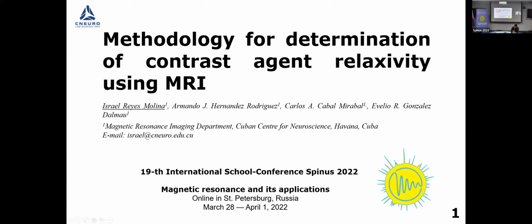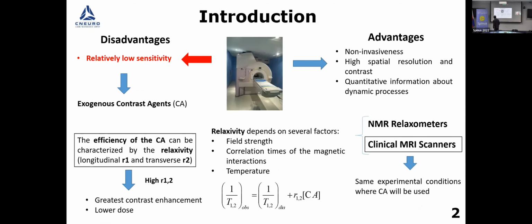Hello everyone. I'm going to talk about a methodology we have been developing for the determination of contrast agent relaxivity using magnetic resonance imaging. As you may be aware, MRI is one of the most powerful imaging techniques. It has several advantages like being non-invasive, high spatial resolution, high contrast between soft tissues, and the ability to extract quantitative information about dynamic processes.